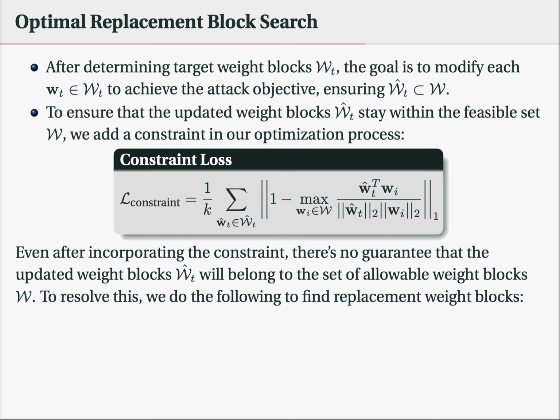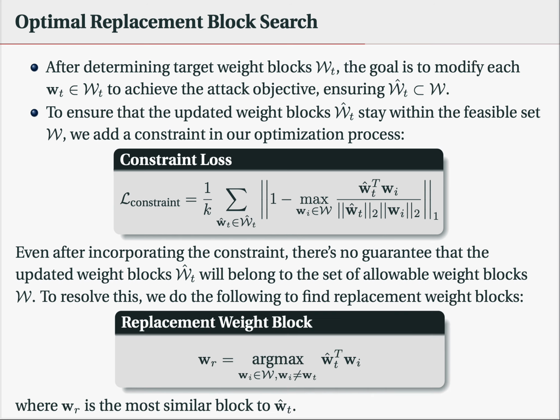To resolve this, we do the following to find the replacement weight blocks. We utilize dot product as a similarity metric to find the most similar weight block from the feasible weight set as our replacement weight block.